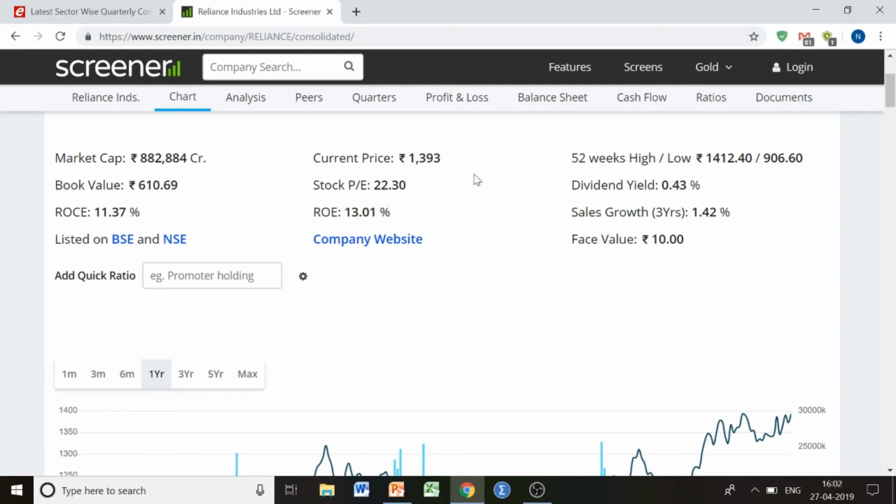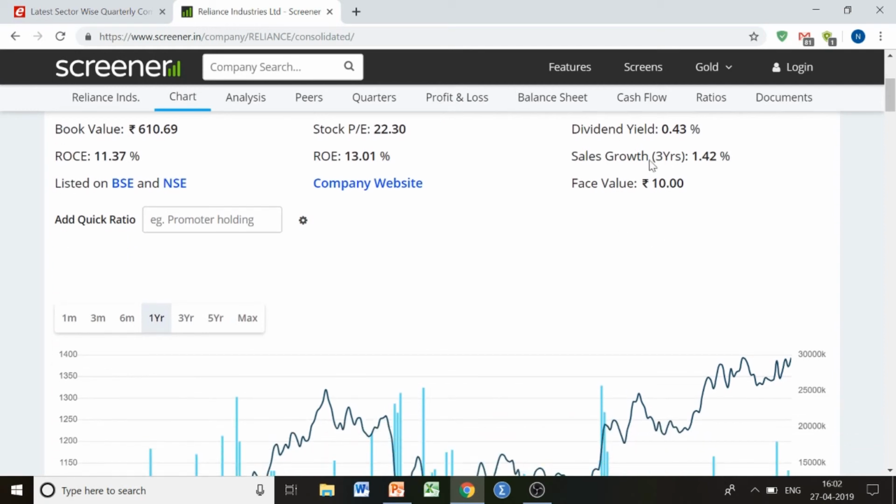And here you can have an idea of the 52 weeks high and low. So in 1 year of time, the high was 1412.40 and the lowest stock price was 906.60. So you can see the current price is somewhere nearer to the 52 weeks high. So do you think it is reliable to purchase at this price? Well, you can make an analysis by going through the graphs. Here it is also showing you the sales growth figure, which is 1.42%, the return on equity, which is 13.01%, the PE, which is 22.30, and the dividend yield, which is 0.43%.